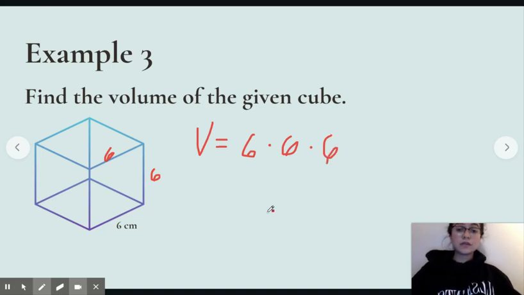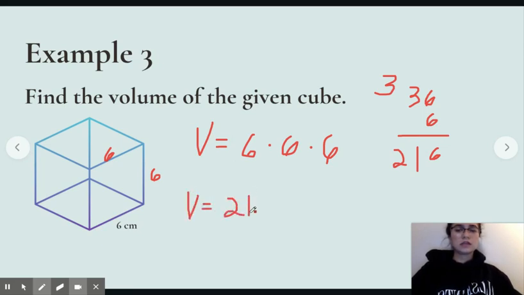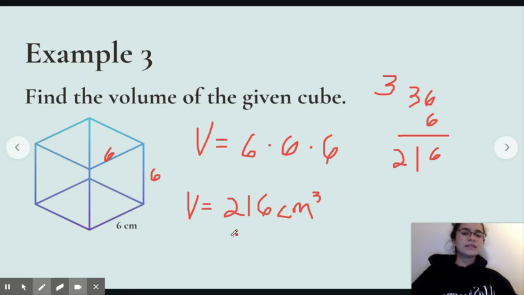Okay, remember that's very different than 6 times 3. That's probably the biggest mistake that people make here, is they want to do 6 times 3. But really, it's 6 times 6 is 36 times 6 is another 36 here. 18, 20, 21. Okay, so volume equals 216, and I always need my units, cubic centimeters. So the way that we would say that is like 216 cubic centimeters, or 216 centimeters cubed. Okay?